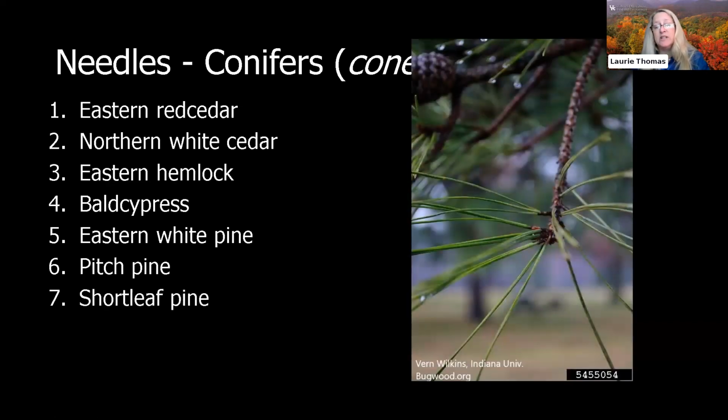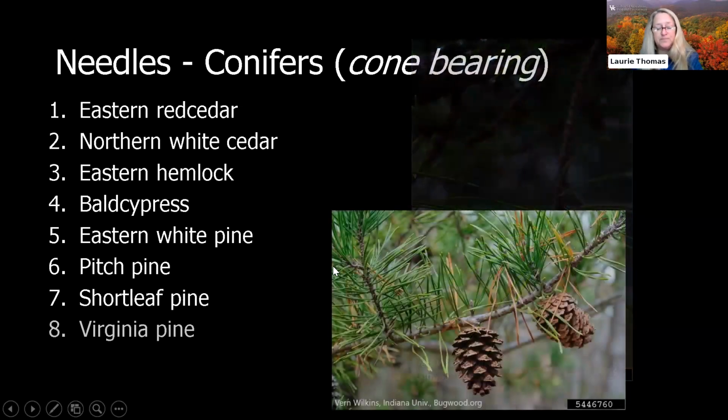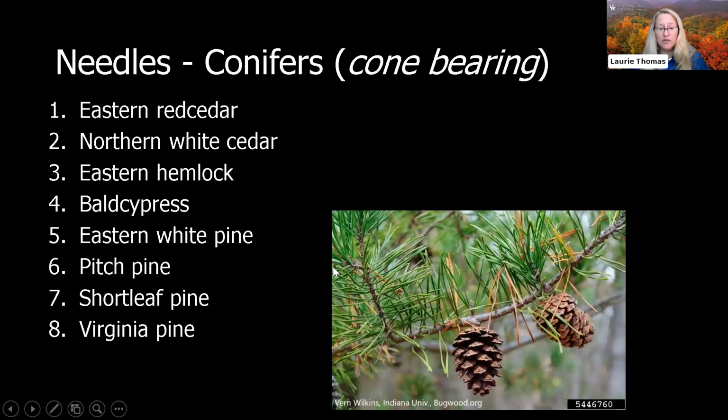Shortleaf pine has needles in groups of 2s and 3s. So that's why you want to make sure you look at multiple sets of needles. But you can see again how they're in these little wooden cups, and the fancy name for that is a fascicle. And then lastly, we've got Virginia pine.